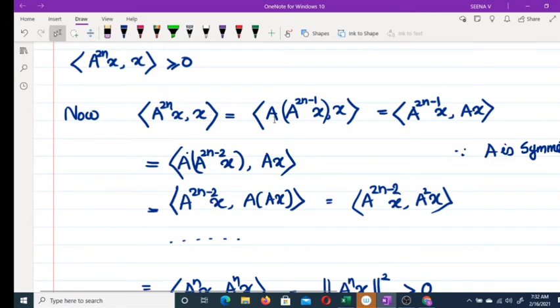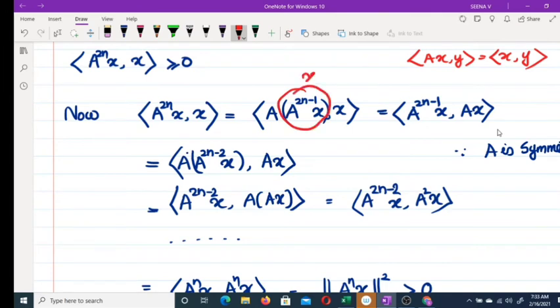And this is equal to inner product A of A raised to 2n minus 1 x, x. But A is a symmetric operator, that implies inner product of A raised to 2n minus 1 x, A x. Inner product being symmetric implies inner product Ax, y is the same as x, Ay. You take this as x, then this becomes xy. Sorry, this is z, Ay. So you take this as some z.